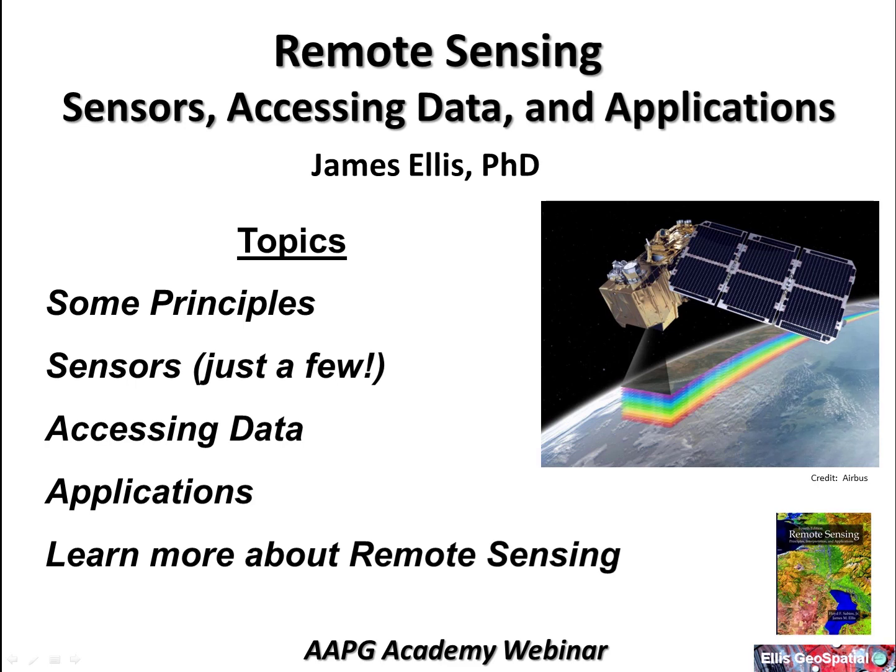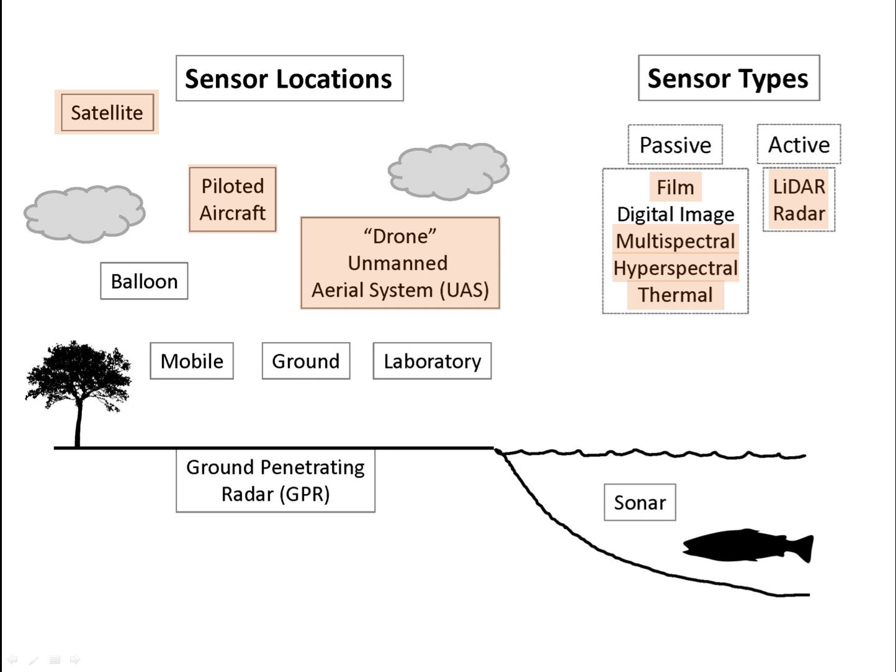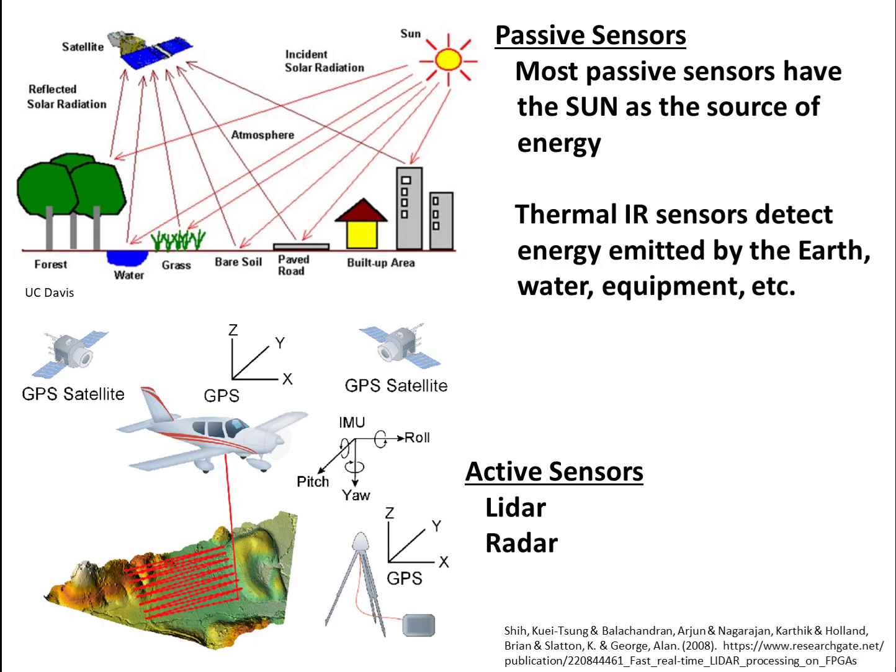Today I'll be discussing remote sensing, starting with some principles, some sensors, just a few, accessing data, applications, and where to learn more about remote sensing. Now, sensors are everywhere. We're only going to talk about the ones highlighted in orange, the satellite, piloted aircraft, and drones. And then there are two types of sensors, passive and active.